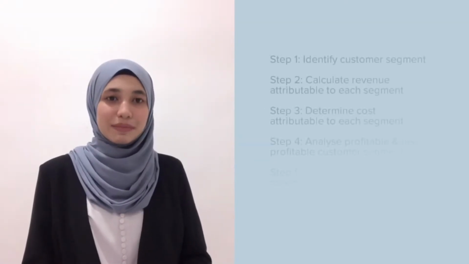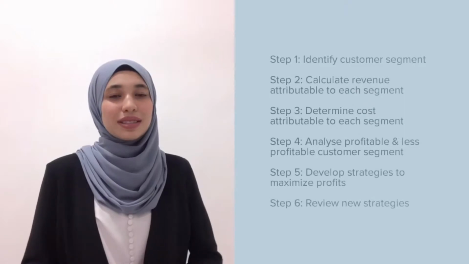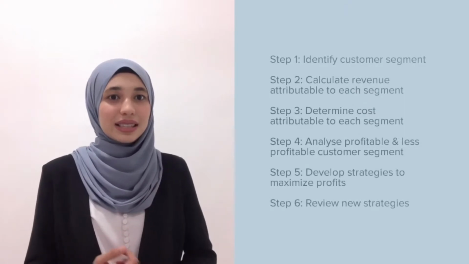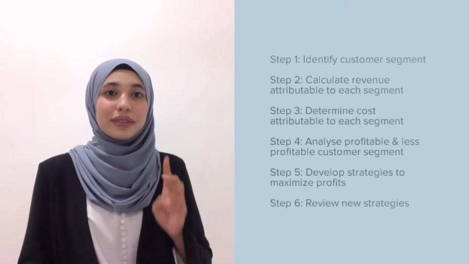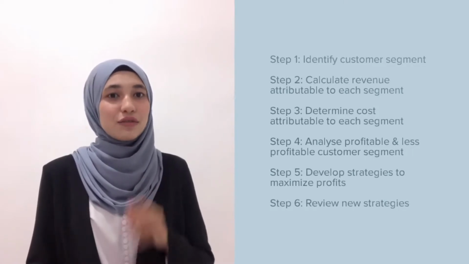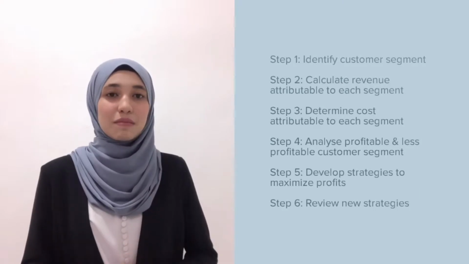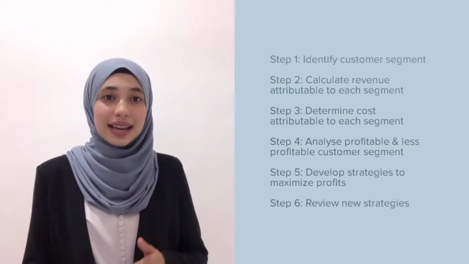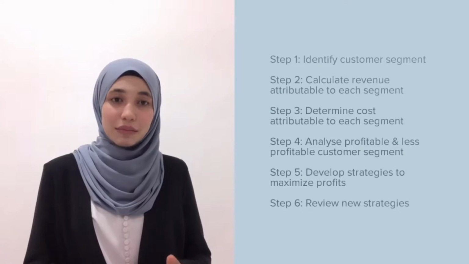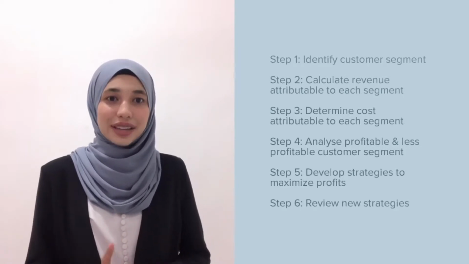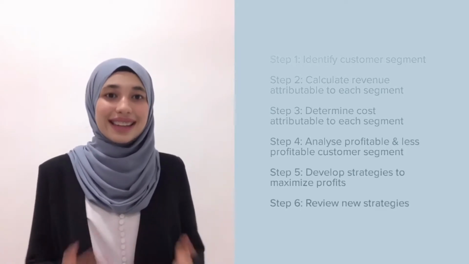Application of the customer profitability approach. There are 6 steps. Step number 1, determine the customer segment. Step number 2, determine or calculate the revenue for each segment. Step number 3, do not forget to determine the cost for each segment. Step number 4, analyze the profitable and non-profitable segments. Step number 5, don't forget to develop new strategies. And lastly, review the new strategies.